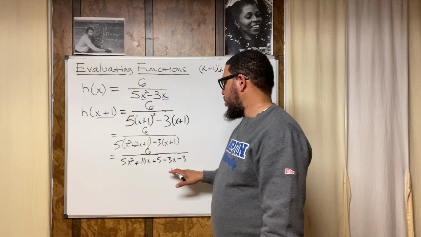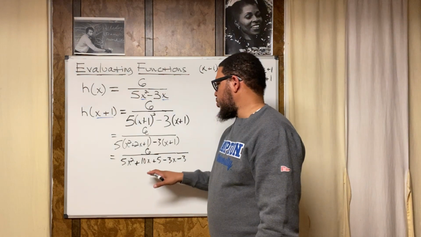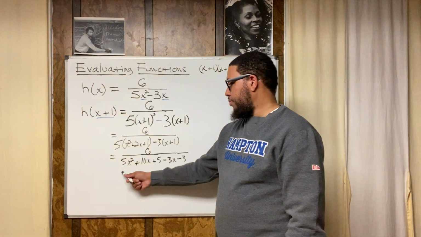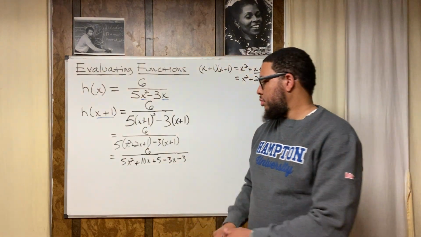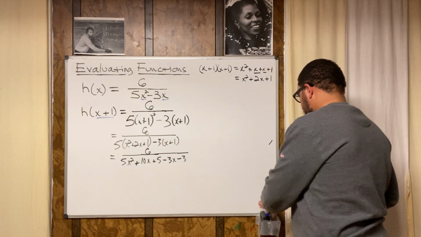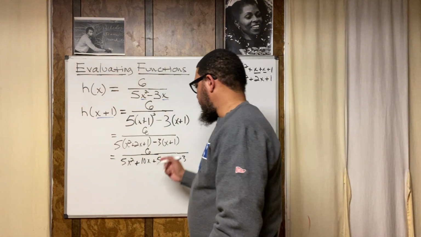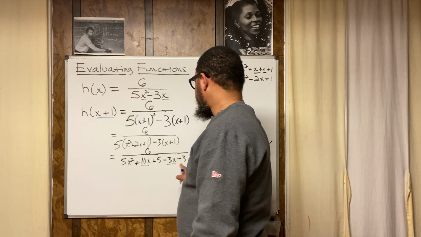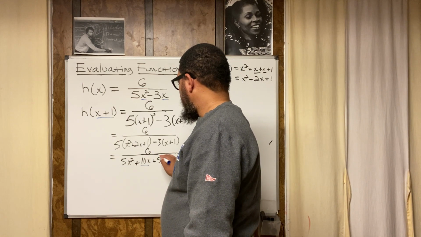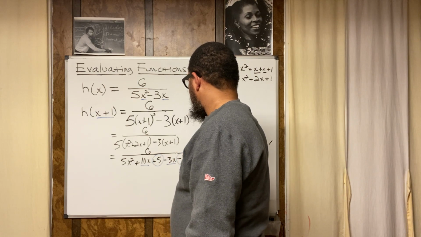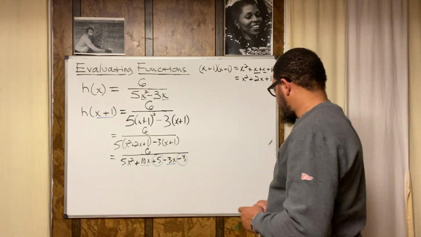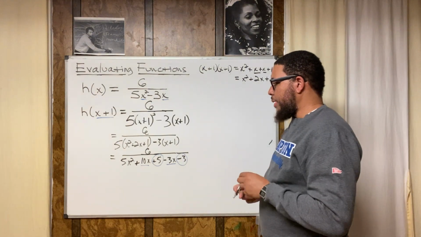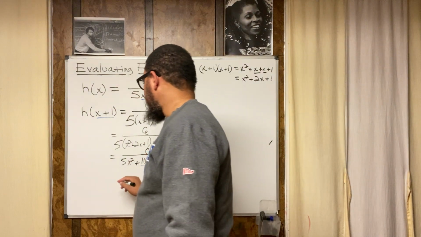And now we're able to combine like terms. So you look for like terms. 5x squared does not have a like term. 10x has a like term, though. Let's label our like terms. This is the fun part, combining like terms. 10x and negative 3x go together, and the 5 and the negative 3 go together. Now we're about to be done.